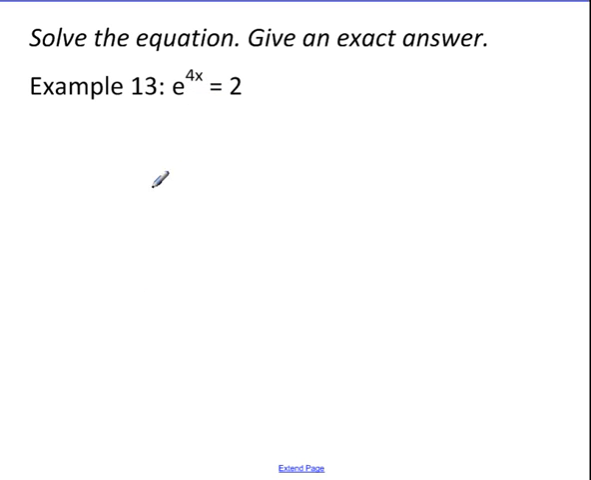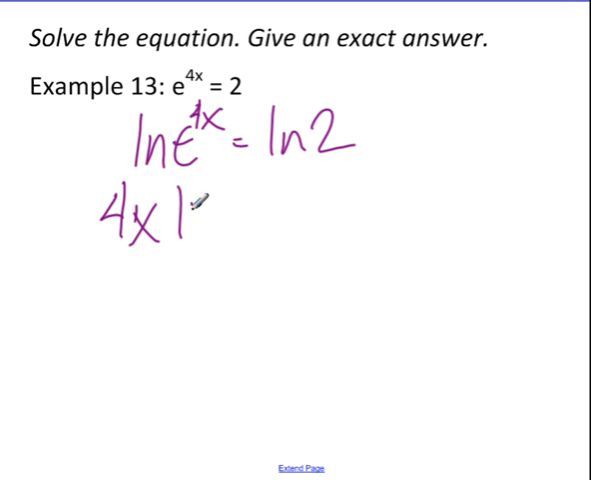Alright, I got my e. That means when I do my logging on both sides, I want to log e, which is our natural log. That's a 4x equals natural log of 2. So now, when I bring that 4x out here, I got 4x natural log of e equals log of 2.